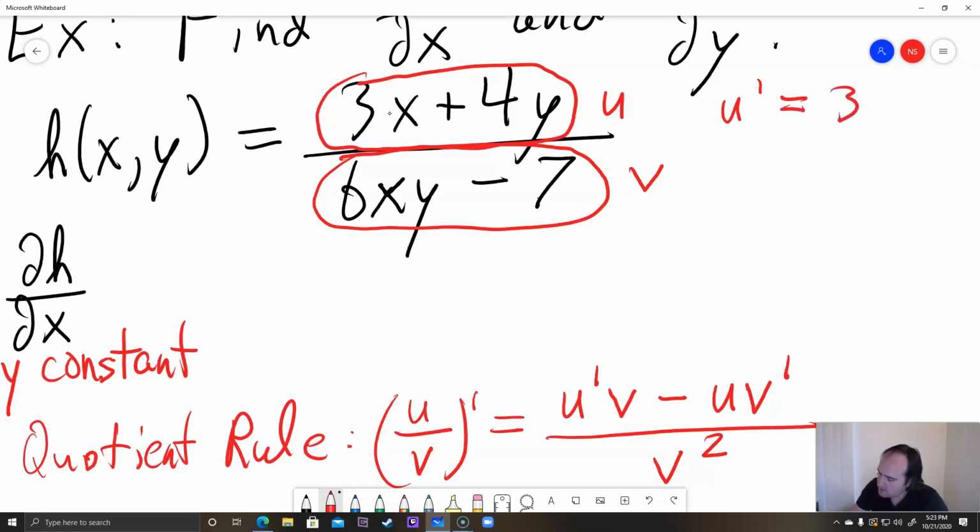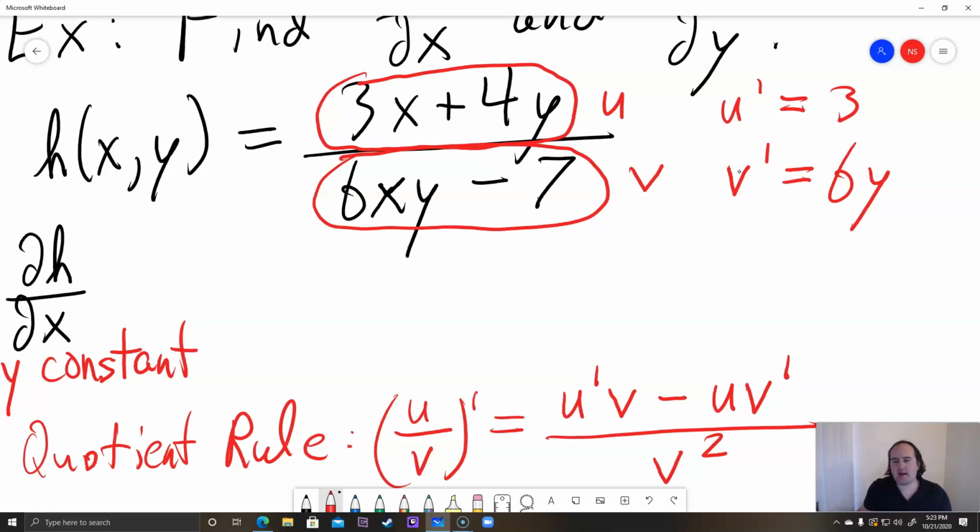And then for the derivative of v, for v prime, again we're treating y as a constant. So we're just taking the derivative with respect to x. So this x is going to go away, and we're going to end up with 6y. Okay, so v prime equals 6y. And remember the derivative of negative 7, because negative 7 is a constant, is 0. So we just end up with v prime equals 6y.